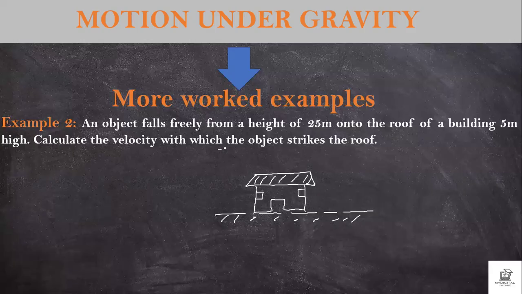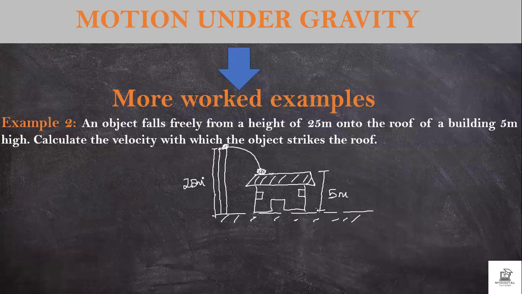So just for pictorial sake, here's the platform. That platform must be higher than the building. So this is the platform, and the height of the building is just 5 meters high. The platform from which this object falls is 25 meters high. So is that clear? The object falls onto the roof. The question is asking us to calculate the velocity with which the object strikes the roof of this building. Is that clear?